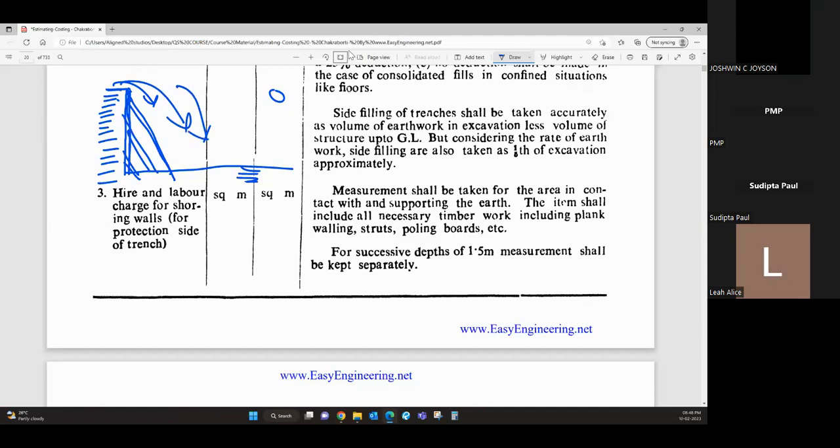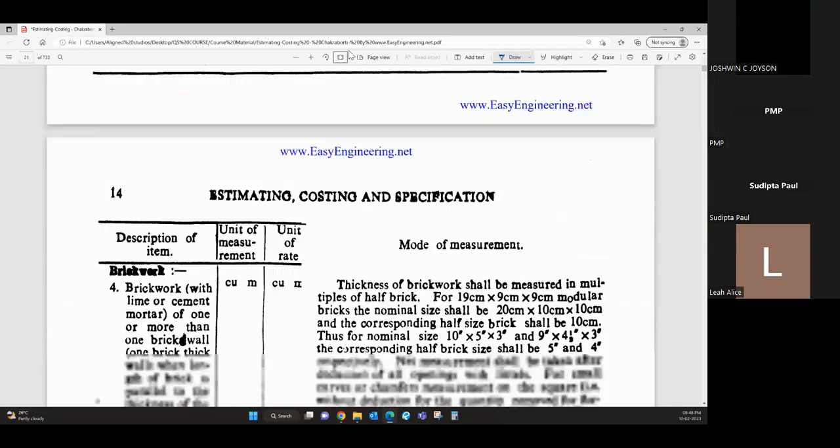So this kind of thing, because you are placing plywood on an area, this type of work is always measured in square meter. This type of work will never go into volume. It always gets into area, because you are placing a ply on the earth. So that is why you always go with area. Let's go to the next one.